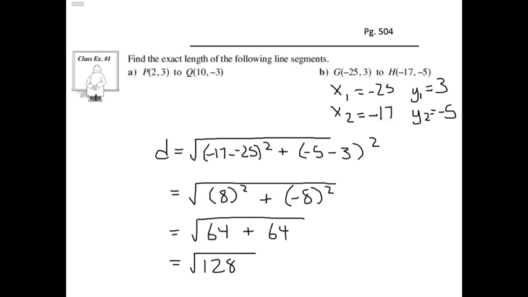Now this question asks for the exact length, so you can't use decimals in this case. This can be broken down, however. It's basically going to be the square root of 64 times 2, as you can see from the last part. In that case, when you break it down, this is going to be 8 root 2 units.